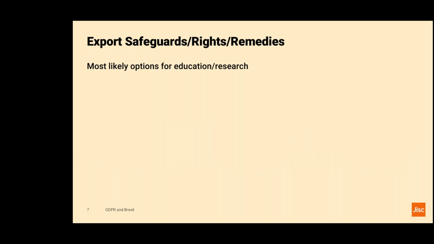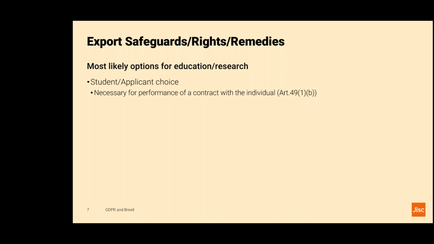Anybody sending data down the red arrow, so the duties fall on the organization exporting data, is required, because the receiving country is considered not to provide adequate protection by default, to ensure the protection of the personal data to a European standard. There are a number of different options in the General Data Protection Regulation. The most likely options for education and research depend on who chooses whether the data flow happens or not.